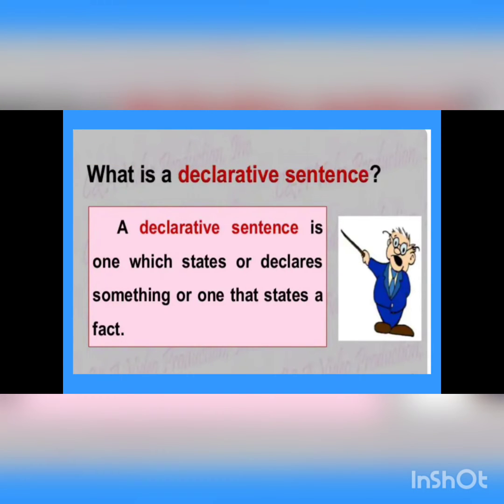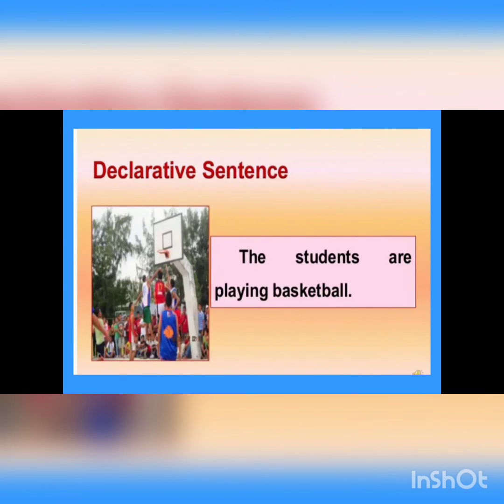First of all, declarative sentence. Sentences that assert or declare a fact are called declarative sentences. They are also called assertive sentences. They convey either a positive or a negative meaning. For example, the students are playing basketball.